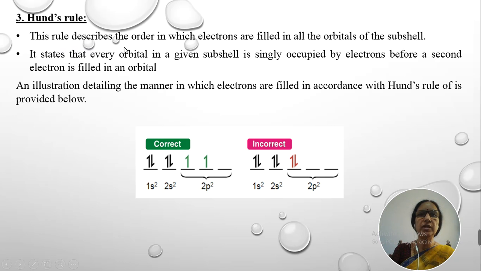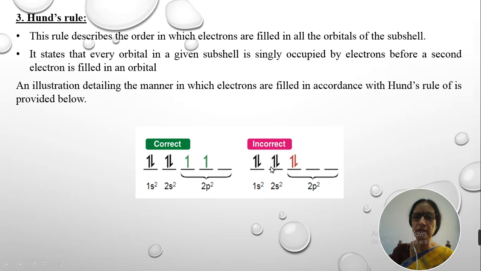Okay, so this rule describes the order in which electrons are filled in all the orbitals of the subshell. This rule states that every orbital in a given subshell is singly occupied by an electron before the second electron is filled in an orbital. That means, now you see, the example we have taken here is carbon. The atomic number of carbon is 6 here. So the first two electrons automatically go to the first orbit, with a pair here, and the next four electrons will be left out in the second orbit.